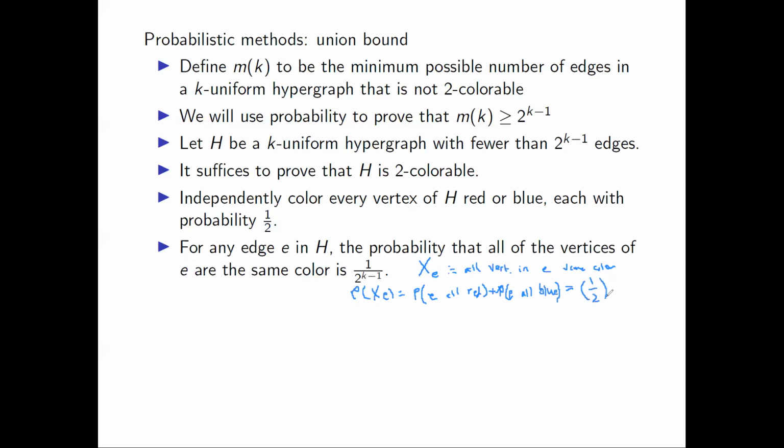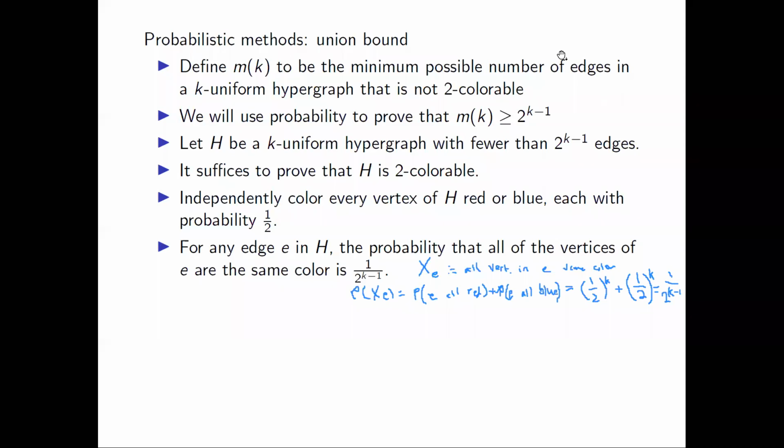And we get the same value for the probability that all of the vertices in E are blue. We get 1/2 to the k, because there's a 1/2 probability that each of those vertices is blue, and all of them are colored independently. And when we add these two probabilities together, 1/2 to the k plus 1/2 to the k, we get 1/2 to the k minus 1. So that's how we can conclude that part.